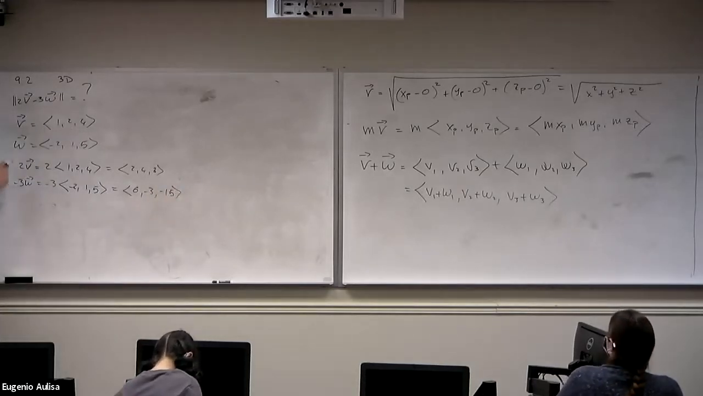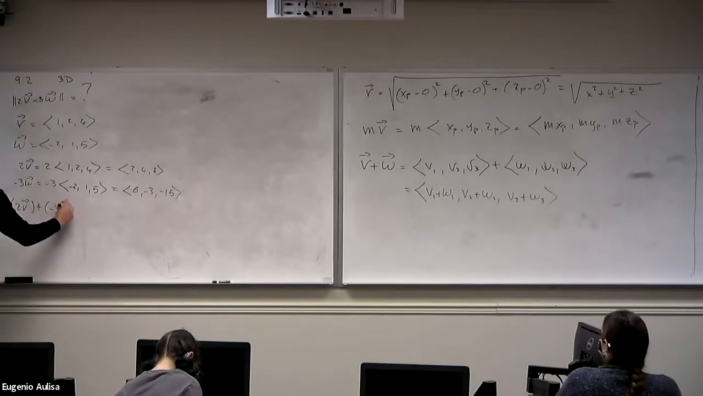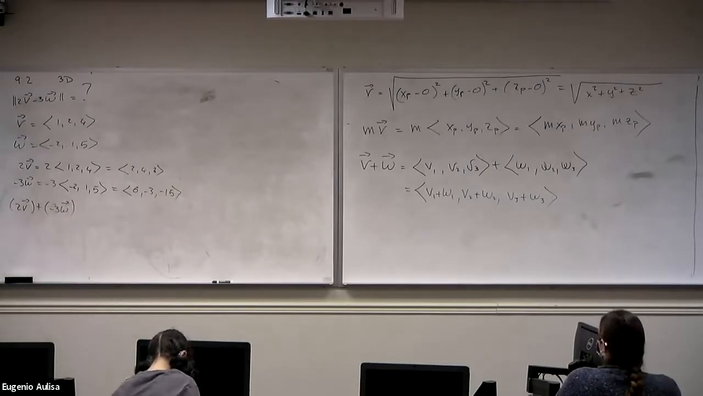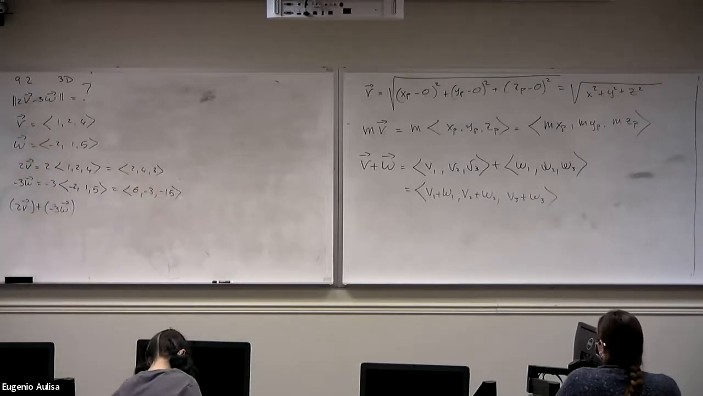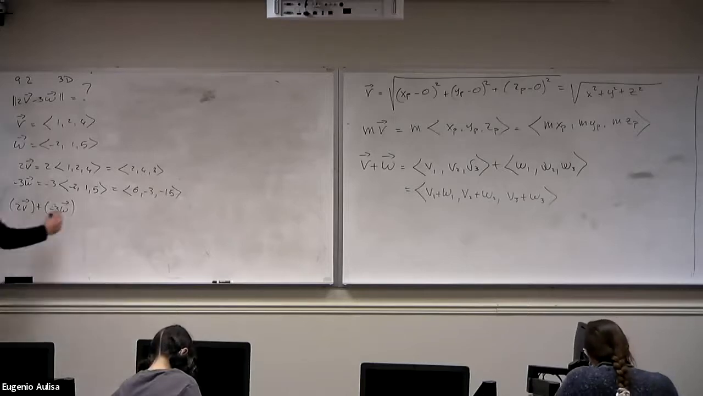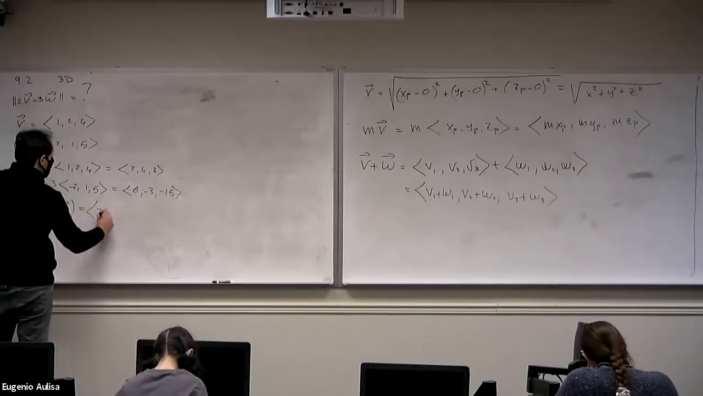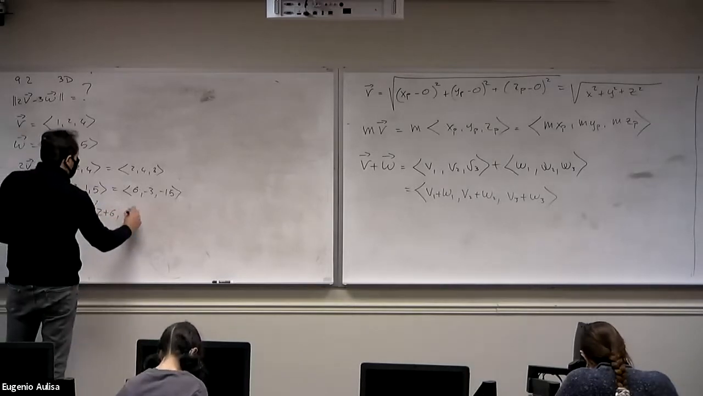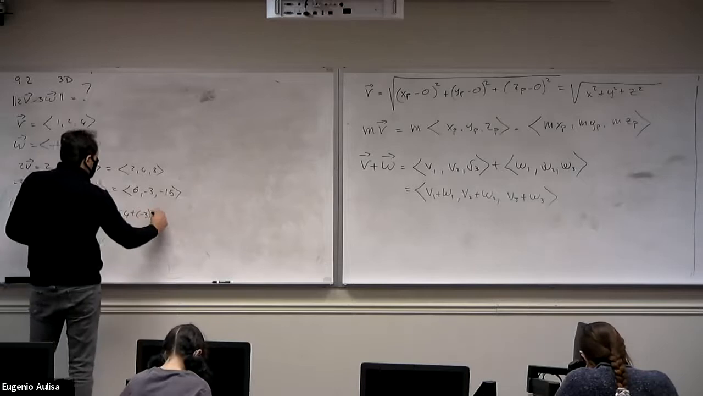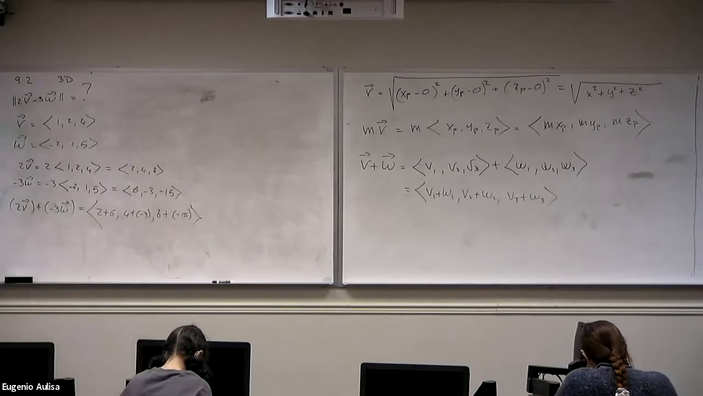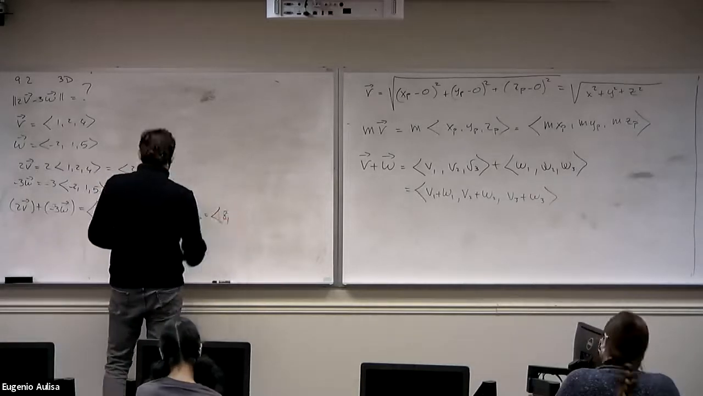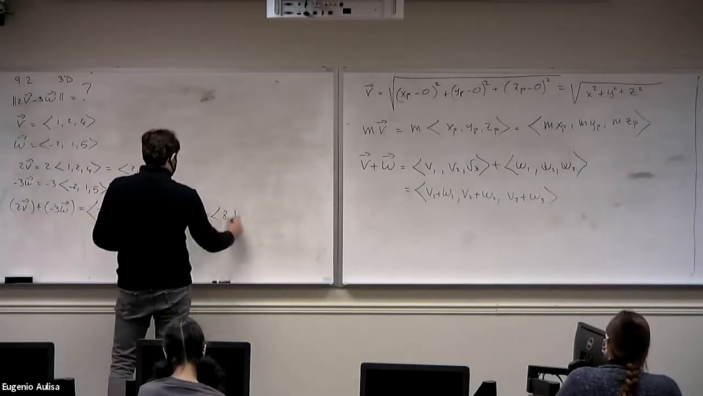So then we add up 2v plus negative 3w. What we do is we add the x component, the y components, and the z components of these two vectors that we already evaluated. So it's going to be 2 plus 6, 4 plus negative 3, and 8 plus negative 15. So it's going to be the vector 8, 1, negative 7.